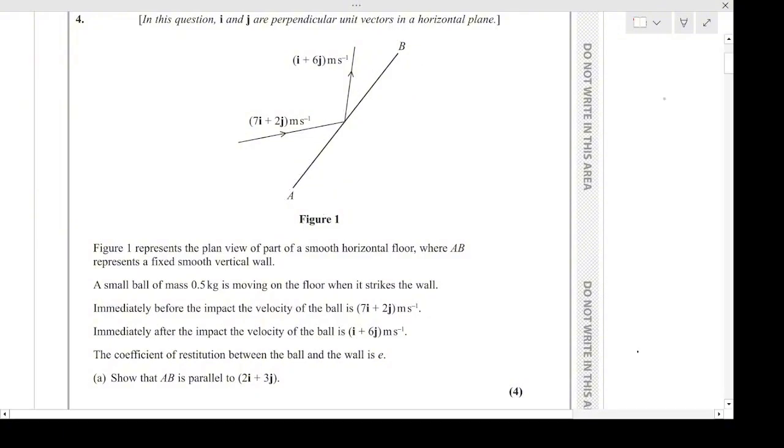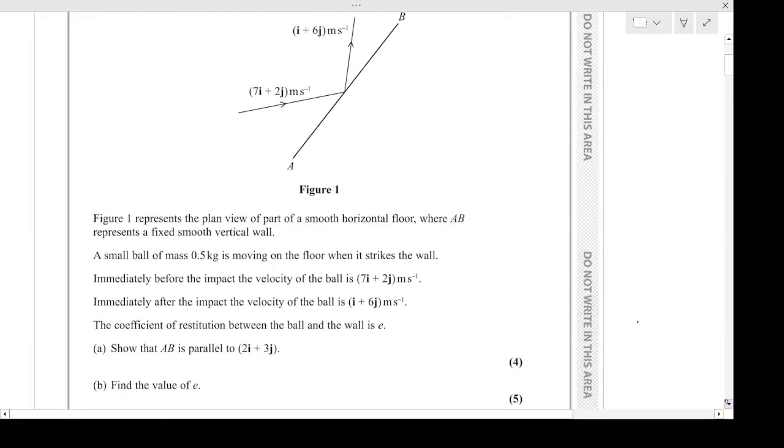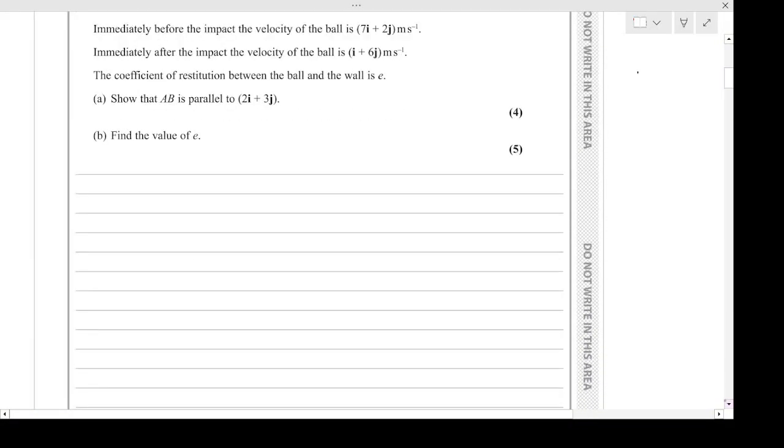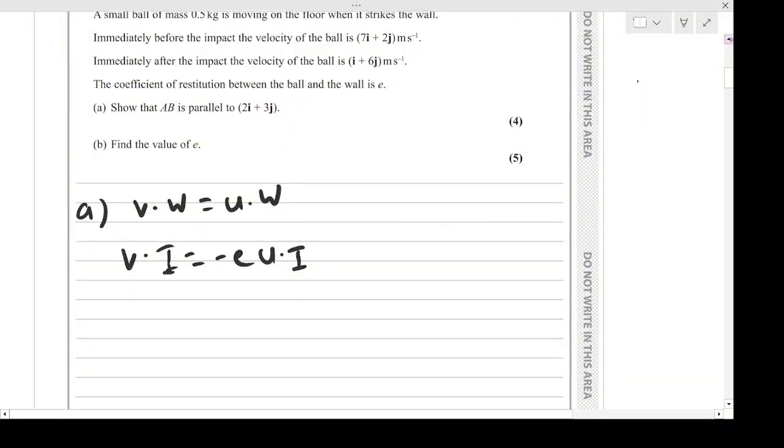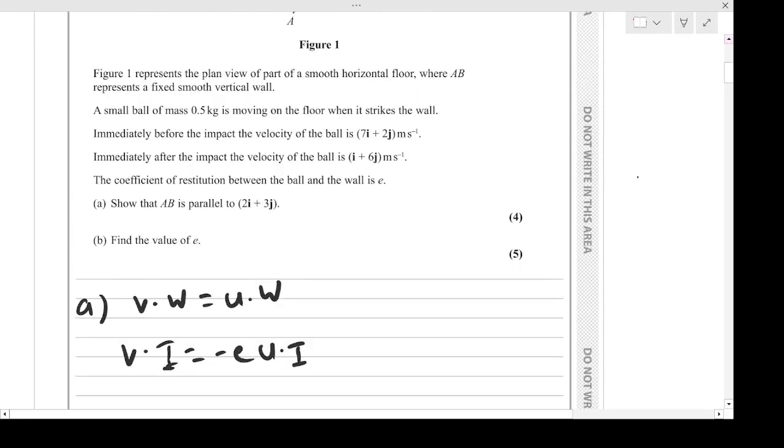So when you're dealing with oblique impacts like this, with vectors, we can use the vector formulas. Remember, that's going to be v dot w is u dot w, and also v dot I is minus e u dot I. By far, I think it's the best way to tackle these questions, and you should get the marks for that. Mark schemes these days will factor this method in.